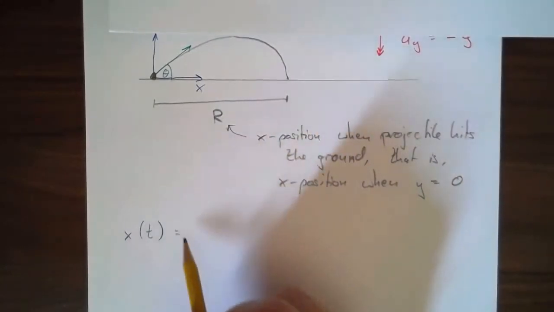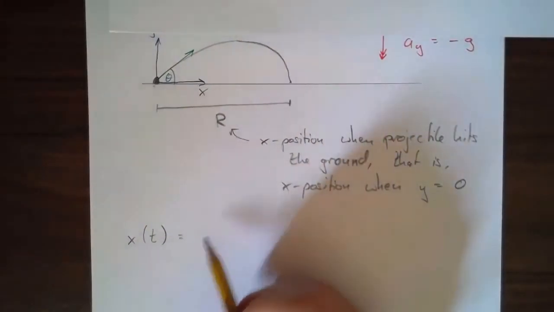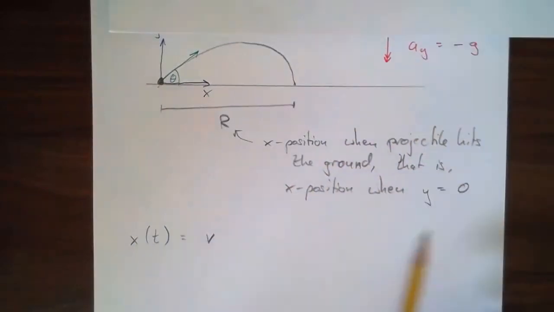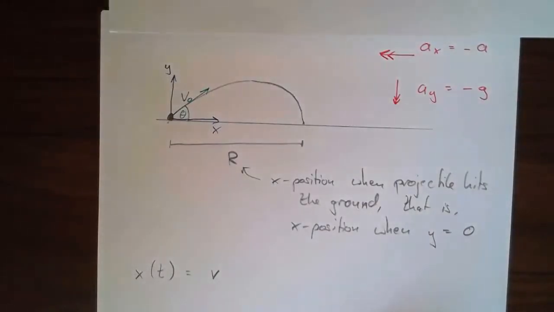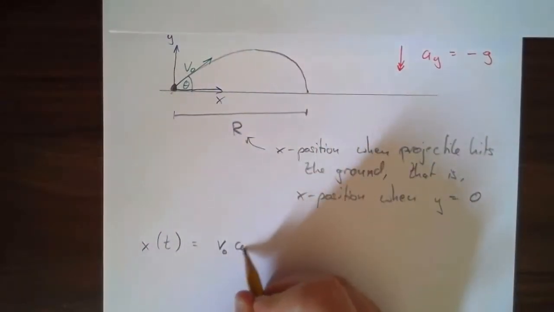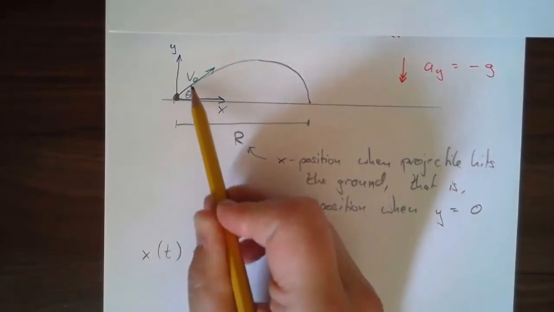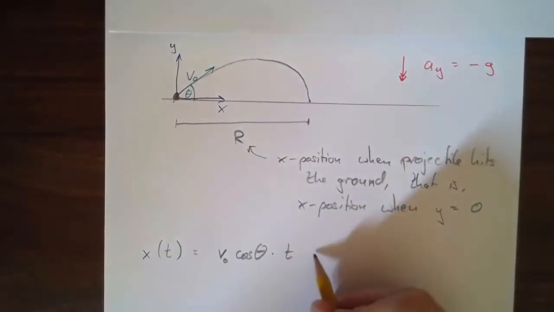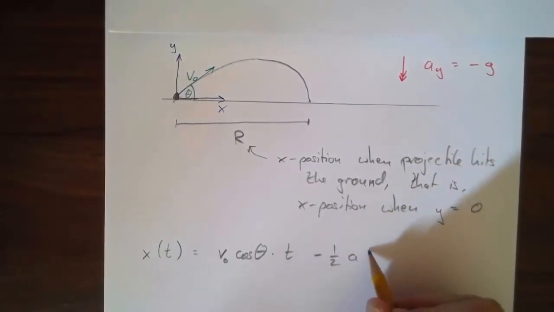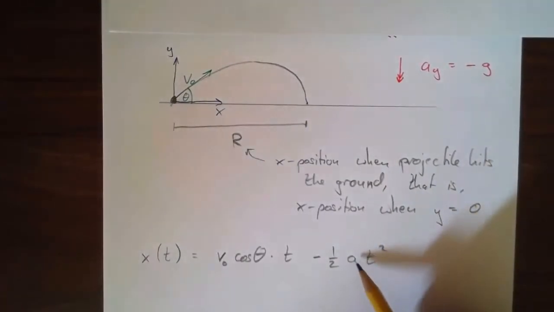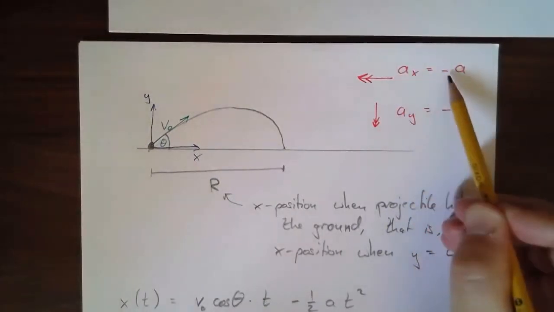x of t is going to be where we start. We start at the origin, so that's 0. And then I'm going to have the initial x velocity. This is v naught cosine theta, right? Because I want the horizontal component, and the horizontal component is the adjacent to this angle, times t, minus 1/2 a t squared. Why is it minus? It's plus half a t squared. Well, it's minus because the acceleration a_x is minus a.